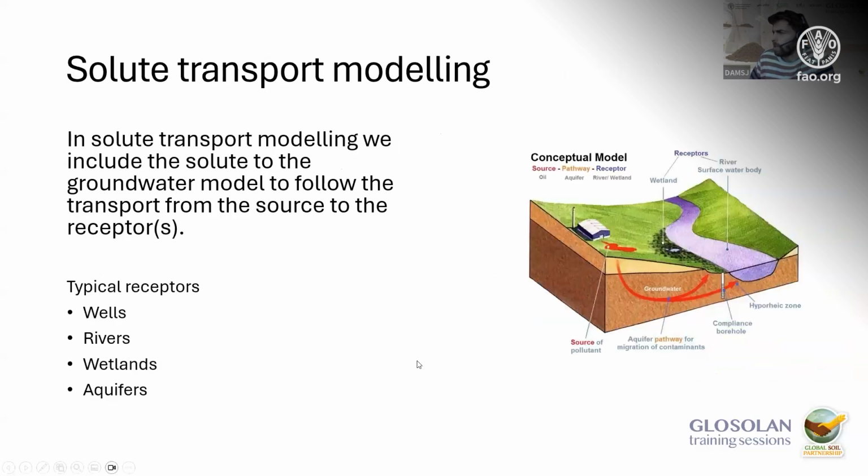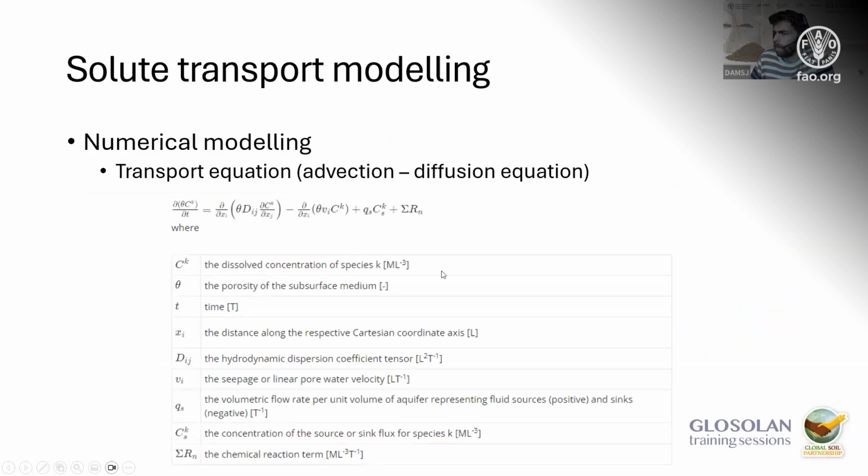Typically, of course, we also use the source pathway receptor approach for this. Typical receptors in groundwater could be wells, rivers, wetlands, and maybe other aquifers that you don't want to pollute. Also, similar to what Ingeborg already taught previously, we have the transport equation, the advection dispersion equation, that we can solve here for the transport. There is no air phase in our system, so all the voids, all the pores are filled with water. We have dilution, similar to the unsaturated zone, and an advection term driven by the velocity that is derived from our groundwater model.